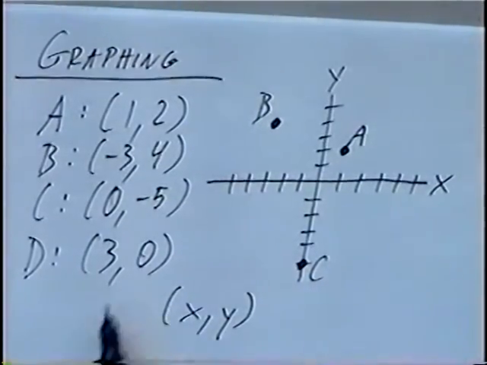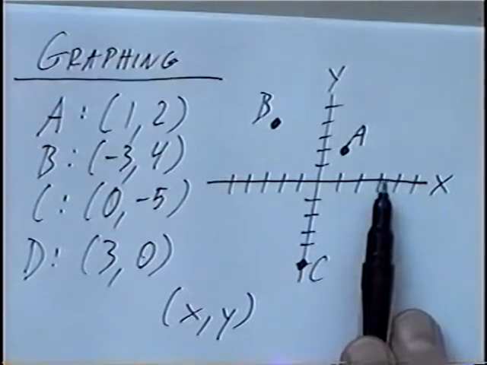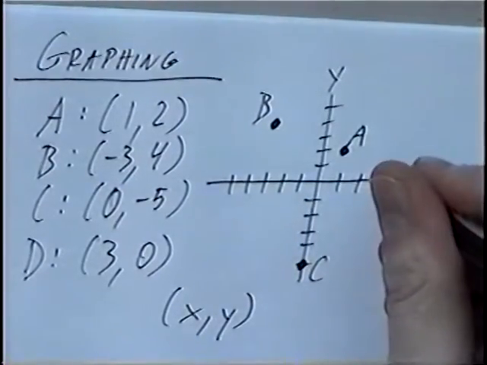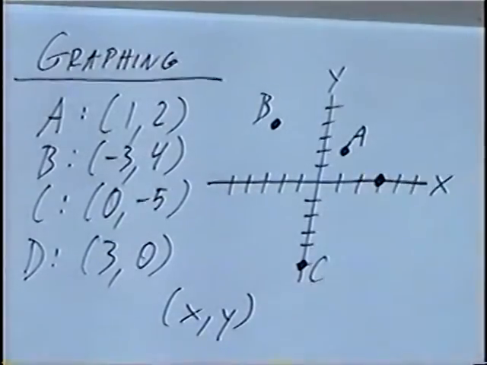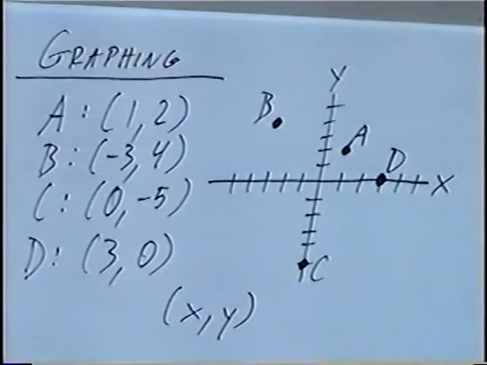And last point, (3, 0). 3 would be 3 spots to the right. 0 for the y value means it stays on the line and doesn't go up or down. And that would be point D and the graph for the section.